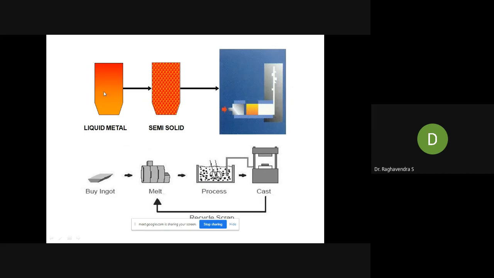See here, there is a liquid metal. Once you heat the molten metal, you allow it for some time. What happens? After some time, some portions of this molten metal start solidification and become solid. So there is solid plus liquid here. Then they pour it inside the die and push it, to get whatever component they want. This kind of casting procedure is called thixo casting.